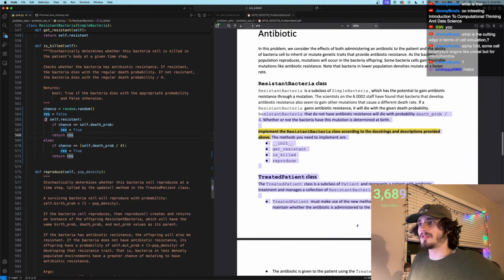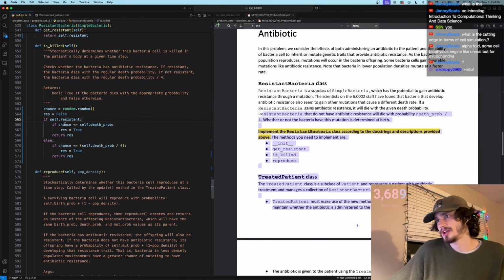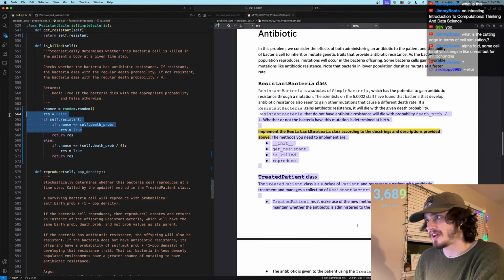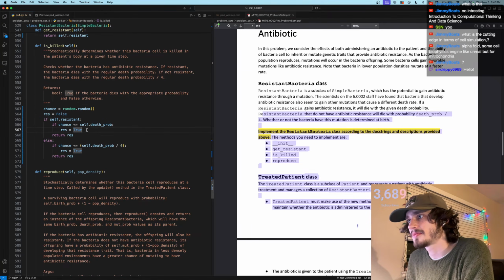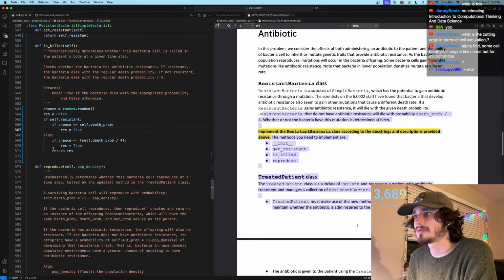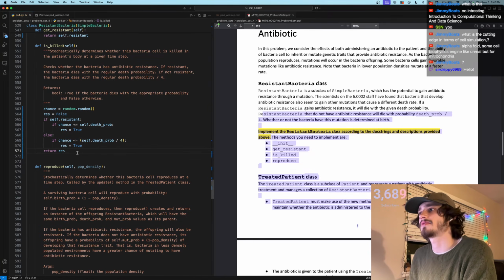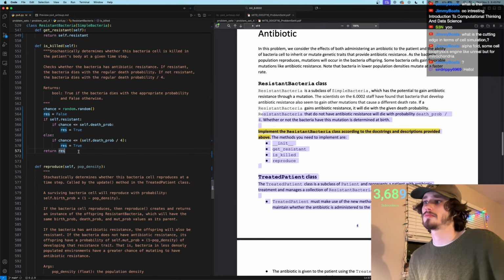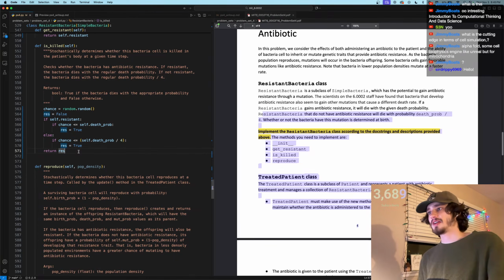So if the bacteria is resistant and the chance is within the death probability, then we're going to return true that this bacteria dies. Set resistance to true and then return true. Else, so then I think I can remove this actually and just set this out front. Right, I think that might take care of it.